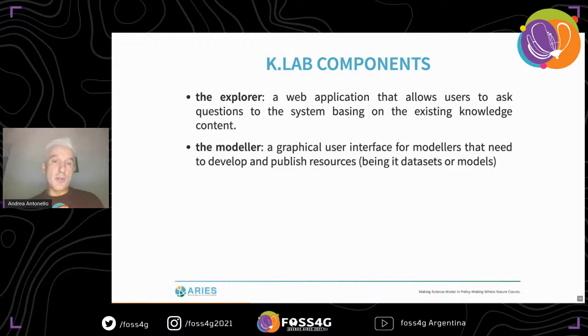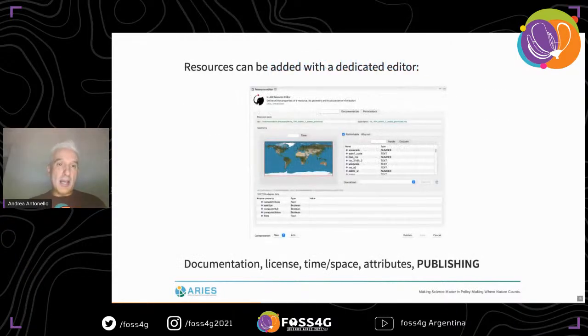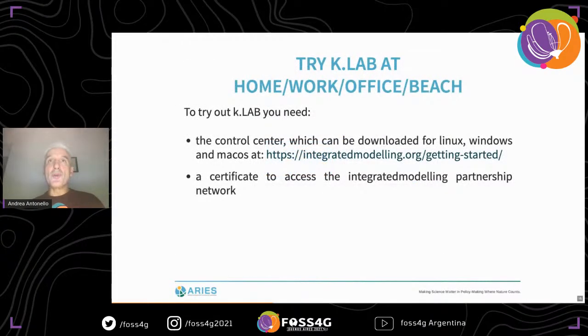One is a web application that allows end users to just ask the particular question we were talking about, and the Modeler is something more advanced, where modelers can develop models and publish resources. Something like this. This is an editor where you can load a resource in, be it a shapefile, a TIFF, or even a WCS server or a WMS server. And then here you can add the documentation, license, time, space of validity, and you can publish it to a node.